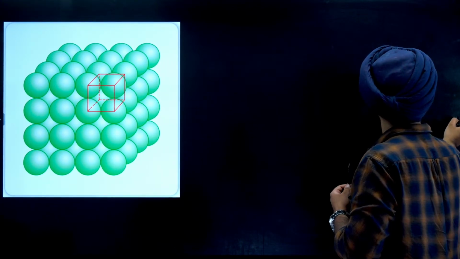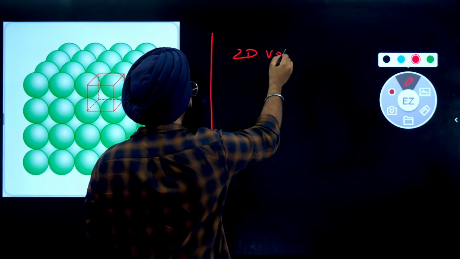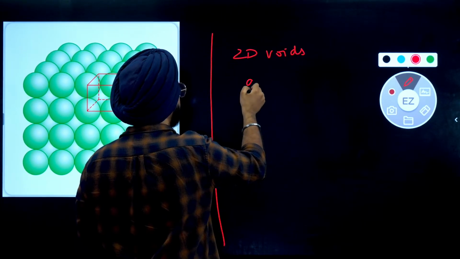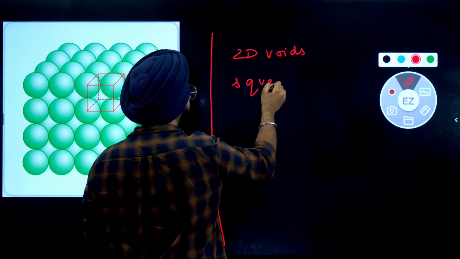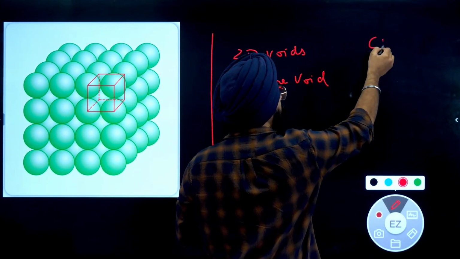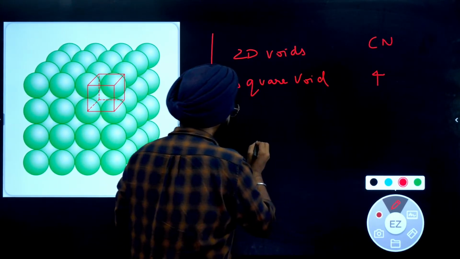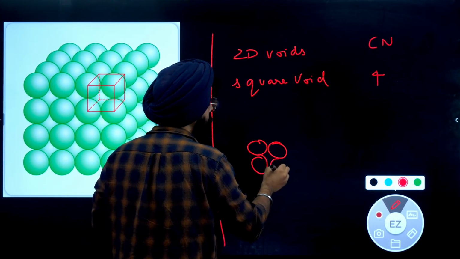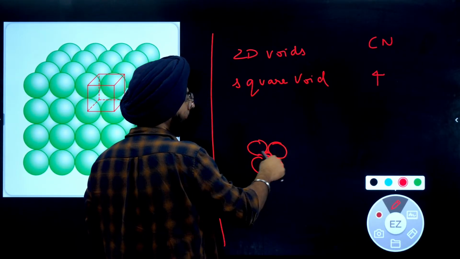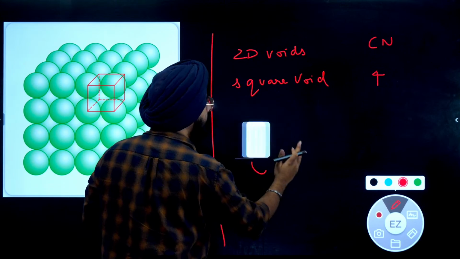Now, just to recap for the 2D voids. In 2D voids, for a square void, what is the coordination number? 4. Because basically you just have 4 circles next to each other. So this gap over here has 4 nearest neighbors. It is 2-dimensional. You don't have 3-dimensional. So the coordination number will be 4.